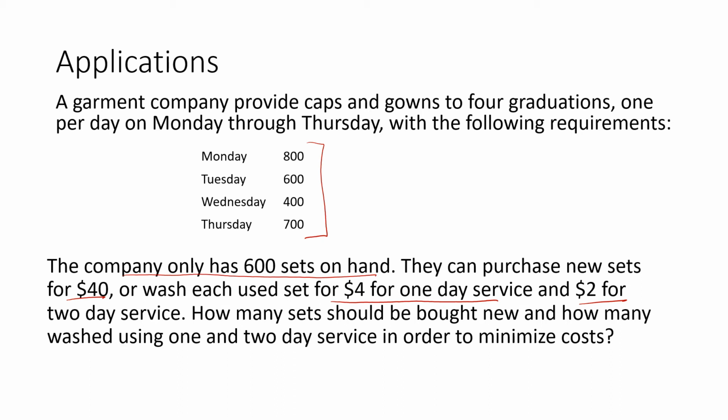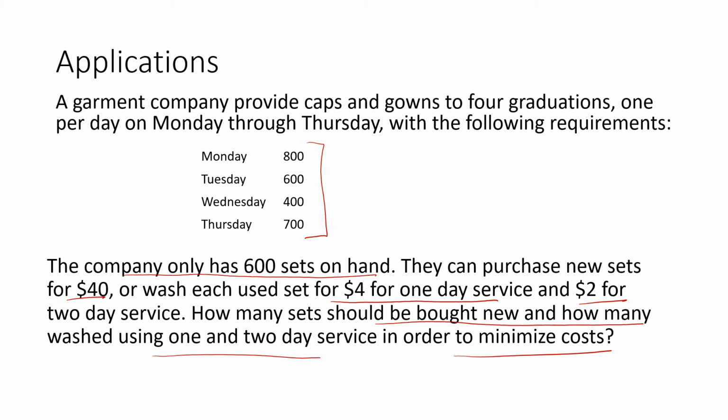And the question is, how many sets can be bought new and how many washed using each service in order to minimize costs? So if we just think about this problem, we have 600 on hand, so that means that we need more than that. But starting on Monday morning, when the first piece has to be delivered, we already have 600 on hand, but we need 200 more. So how can we satisfy that?